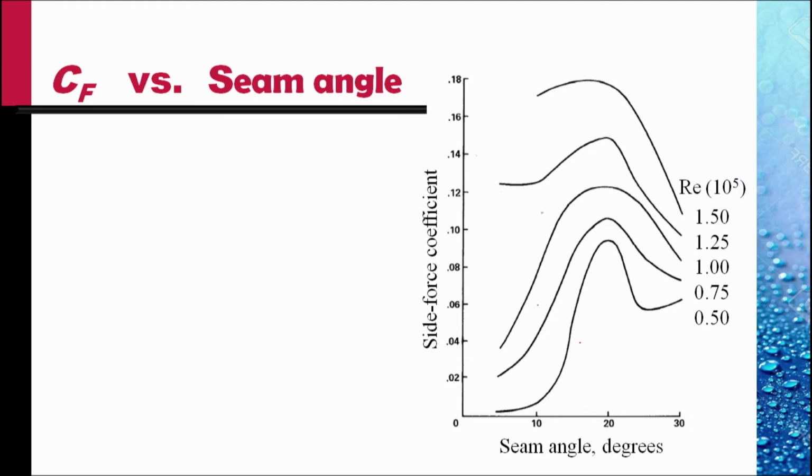This graph shows you the side force coefficient versus the seam angle. Seam angle of about 20 degrees seems the optimum for producing the swing.